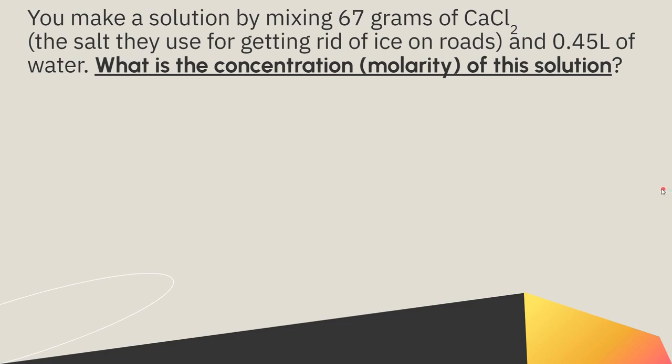You can see I have a situation up here. It says that you're going to make a solution by mixing 67 grams of calcium chloride, CaCl2. This is one of the types of salt they use to get rid of ice on roads. And you're also going to use 0.45 liters of water. And the question is asking, what is the concentration, also called molarity, of this solution of calcium chloride in water?